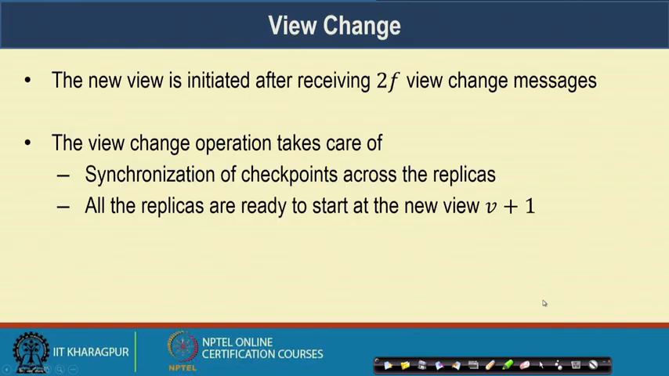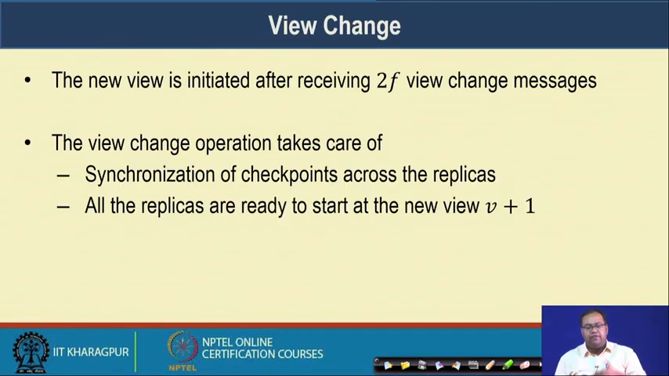So, a new view is initiated after receiving 2f view change messages. You know that in the system you had 3f plus 1 total number of nodes, out of them f are faulty and the primary has also been observed to be faulty. In that case, if you receive 2f plus 1 view change messages, it is like 2f messages are received from the correct replicas. So, a view change needs to be initiated.